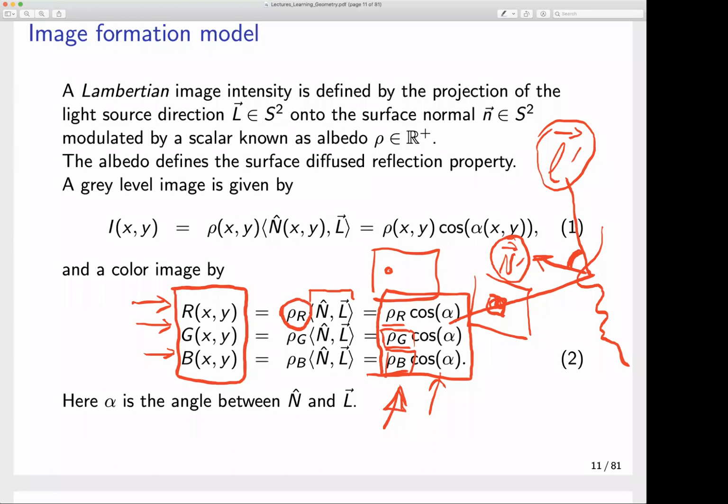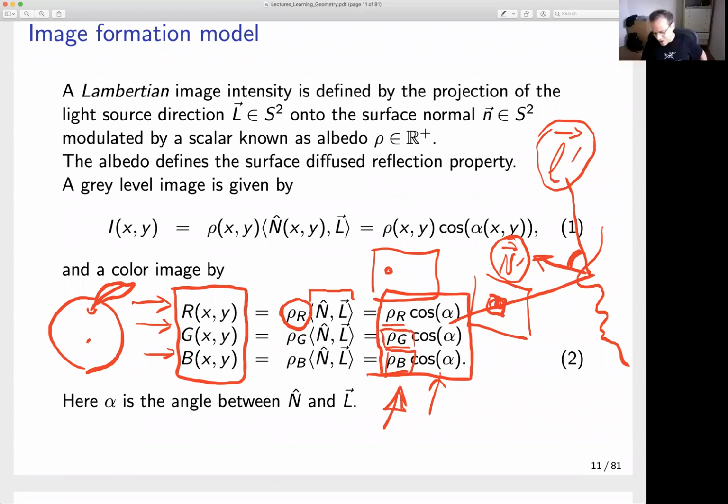For example, if I look at an orange, so here I have an orange, all of the orange would have the same rho of R, rho of B, and rho of G. Probably the orange would have rho of R really high and rho of G and rho of B relatively small. So it would be the same scalar that multiplies the same shading image.